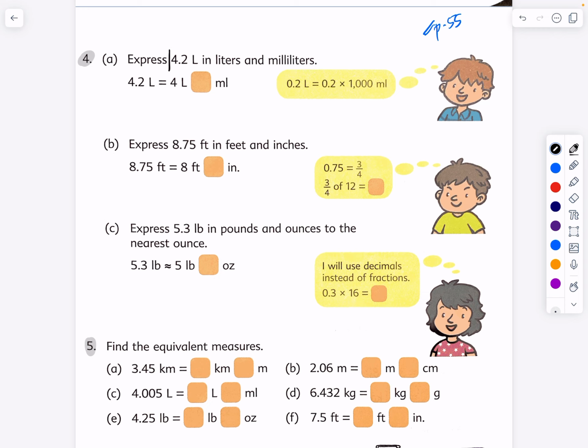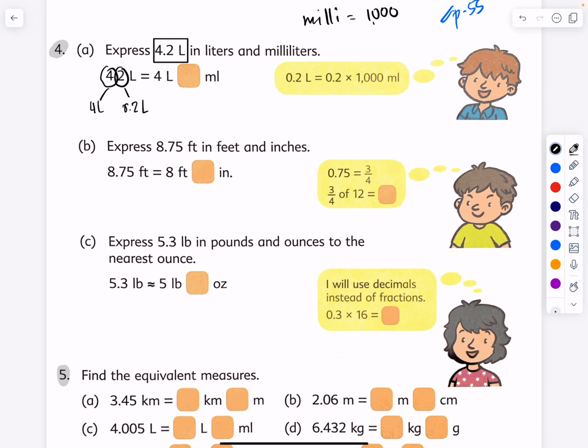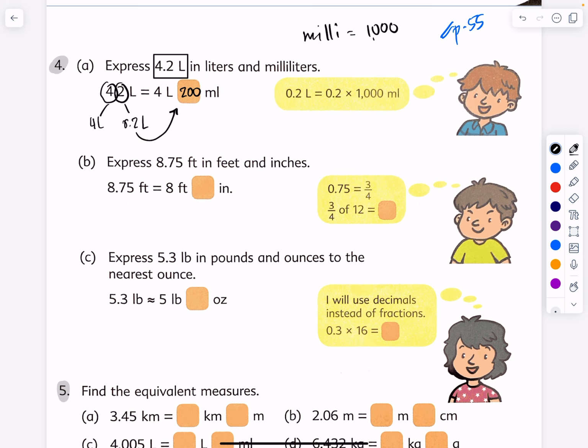Express 4.2 liters in liters and milliliters, meaning break it up, right? So this is not that difficult because the way it's written, we have a whole part. This is your 4 liters and this is your 0.2 liters. We know this is a whole 4 liters and 0.2 is 1,000 times more, right? Milli, let's remember from last lesson, equals 1,000 parts. So we have 200 because 0.2 times 1,000 is 200.